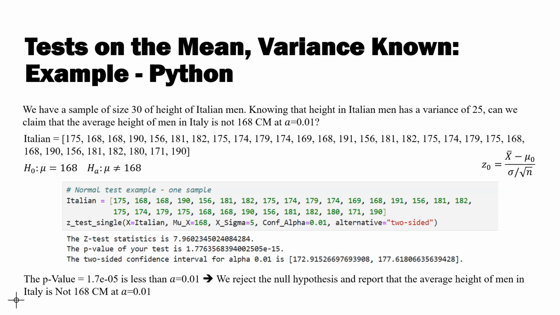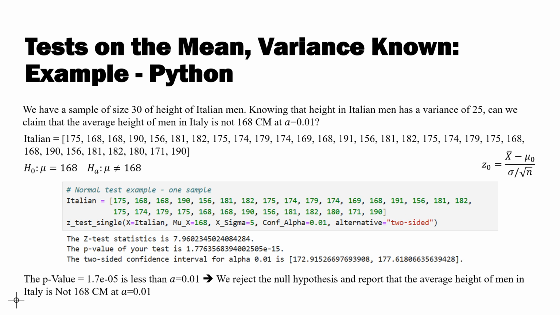To use Python for hypothesis testing on the population mean when variance is known using a single sample, we need to load the z-test single function and pass the necessary arguments. Here, we have a sample of size 30 of height of Italian men. Knowing that height in Italian men has a variance of 25, we want to know if we can claim that the average height of men in Italy is not 168 cm at alpha equals 0.01.